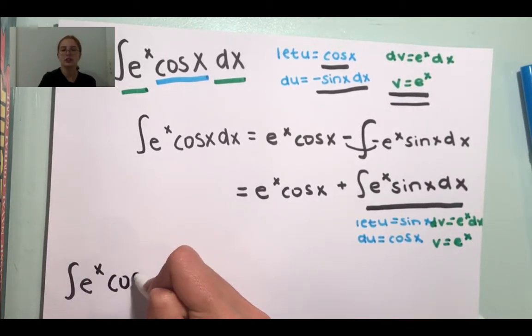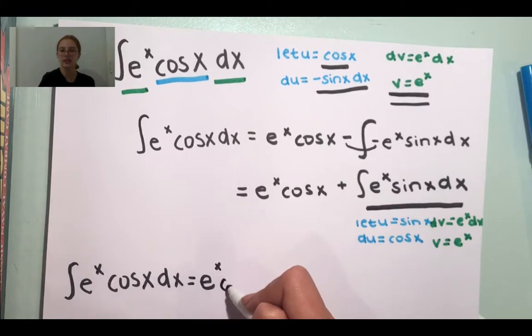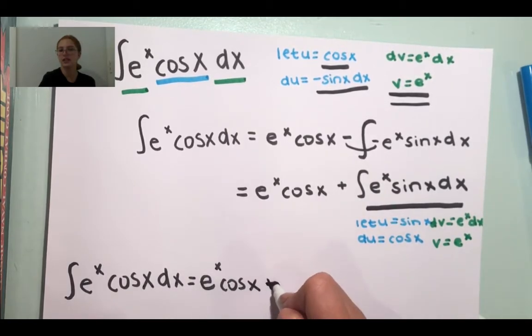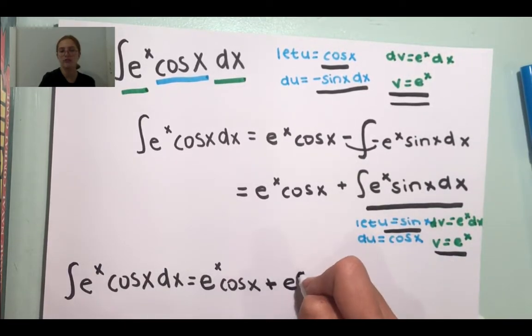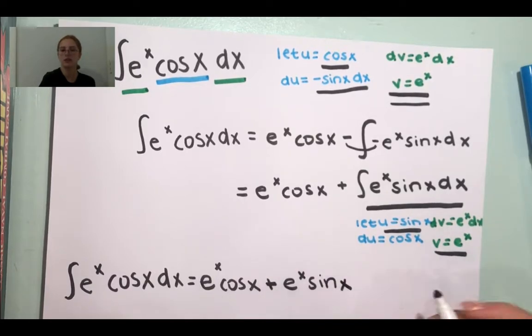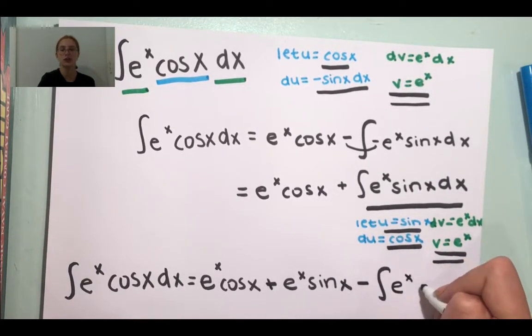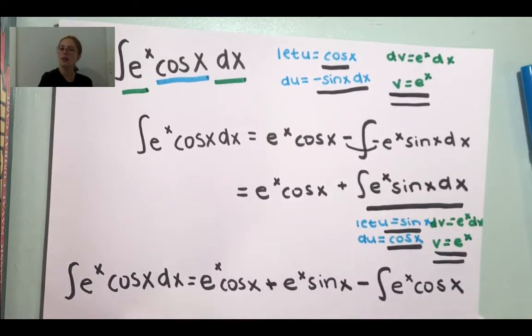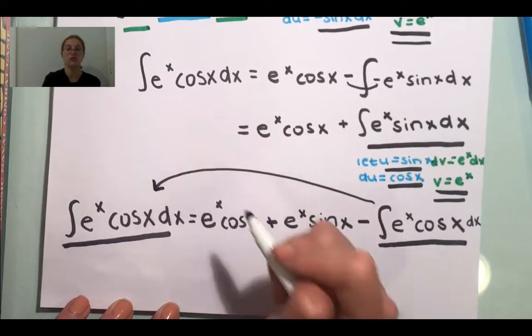So the integral of e to the x cosine x dx equals e to the x cosine x plus u times v, so e to the x sine x, minus the integral of v du, so minus the integral of e to the x cosine x. Here we encounter a problem again, because we still don't know how to integrate e to the x cosine x. You can see that the left side of the equal sign is the same as the integral we have on the right, so we're going to add the integral of e to the x cosine x to both sides of our equation, and that's going to allow us to solve this problem.